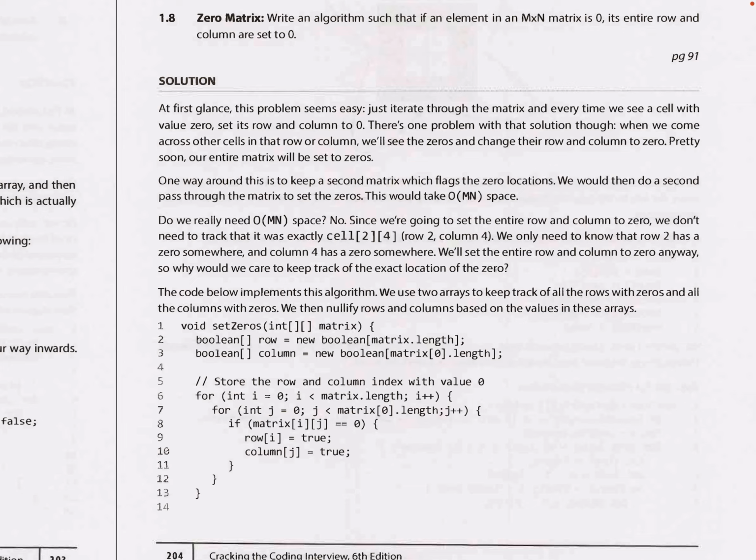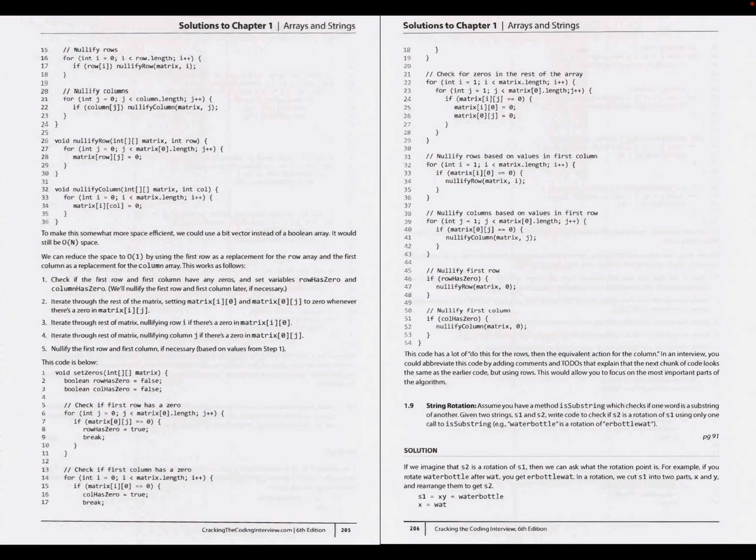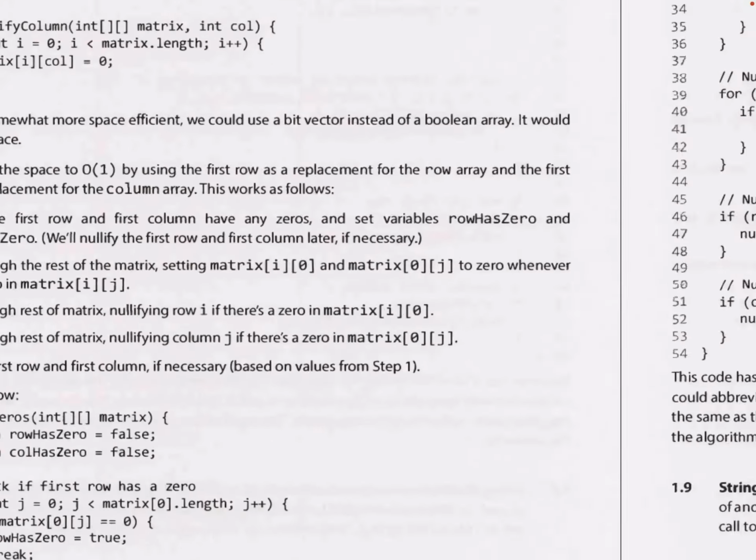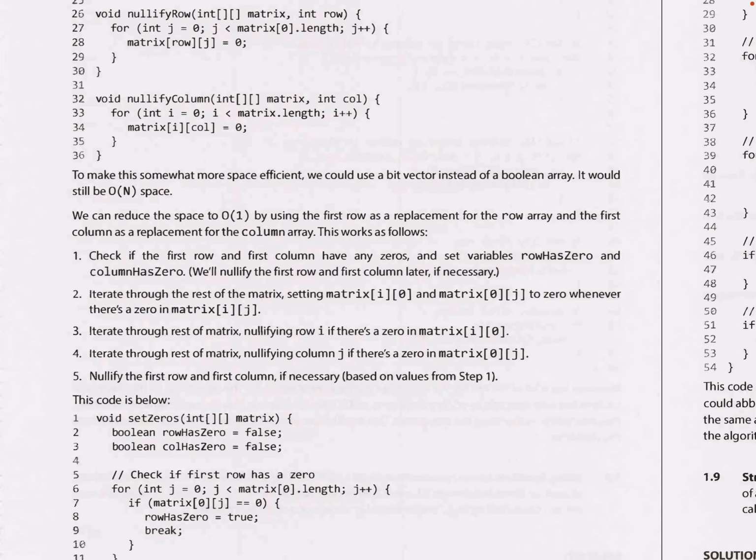Okay, we keep a flat second matrix. Oh no, that's what I did. No, we're going to set the entire row and column. It uses 2 arrays to keep all the zeros. Yeah, that's pretty much what I did. To make this more efficient, we could use a vector instead of a Boolean array. It will still be n space.